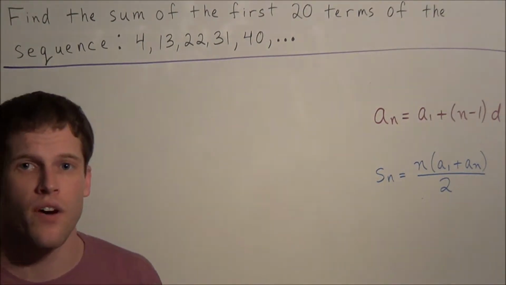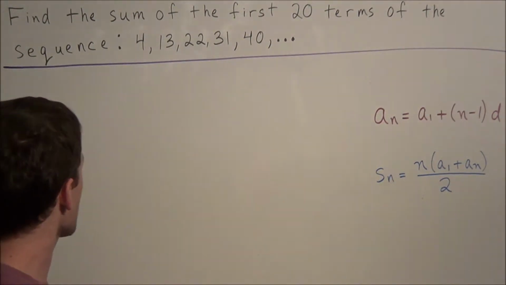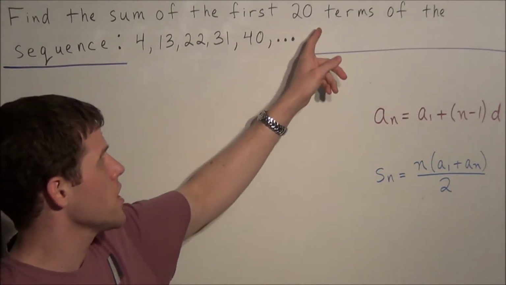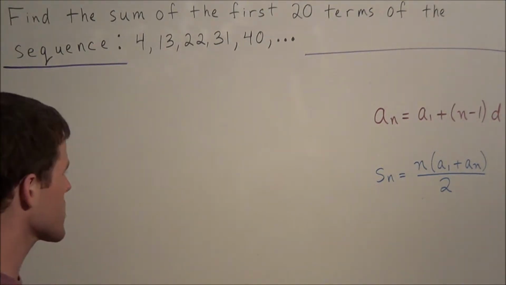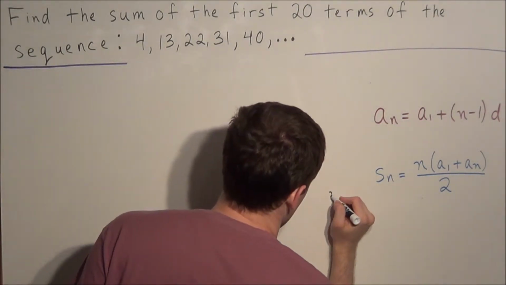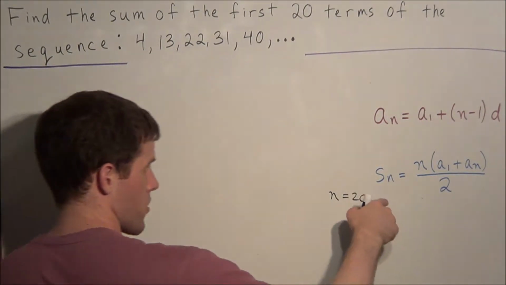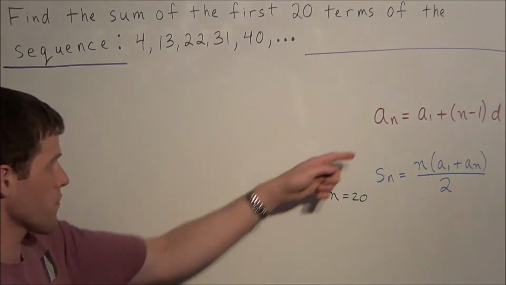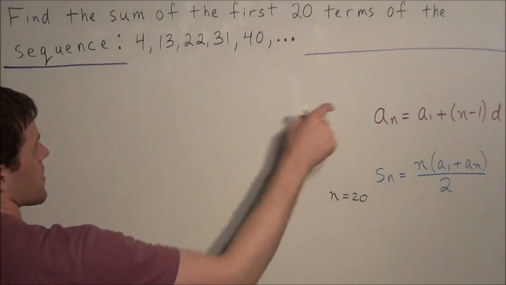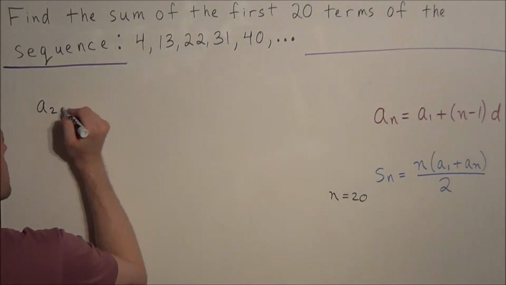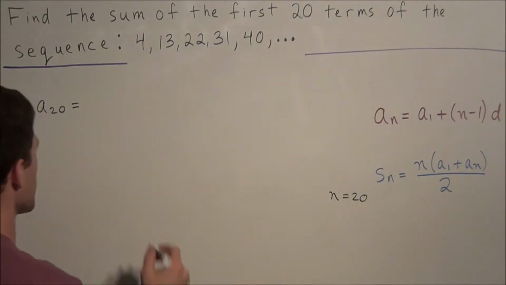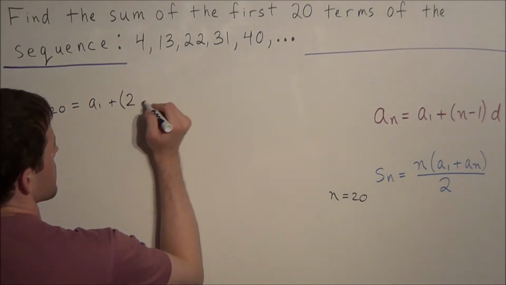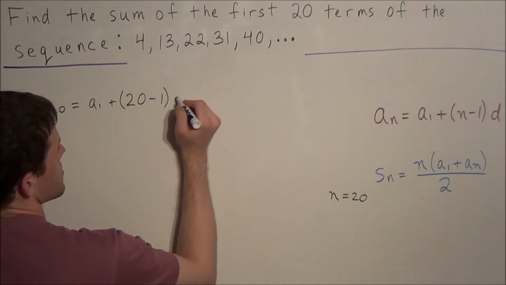So we need to define some of the variables based on the information in the problem. I'll clear this out of the way. The task is to find the sum of the first 20 terms of the sequence, so we're looking at n equals 20. To use these two equations, we're plugging in n equals 20. The first equation will help us find the 20th term, which we could find by plugging in a1 plus 20 minus 1 times the common difference.